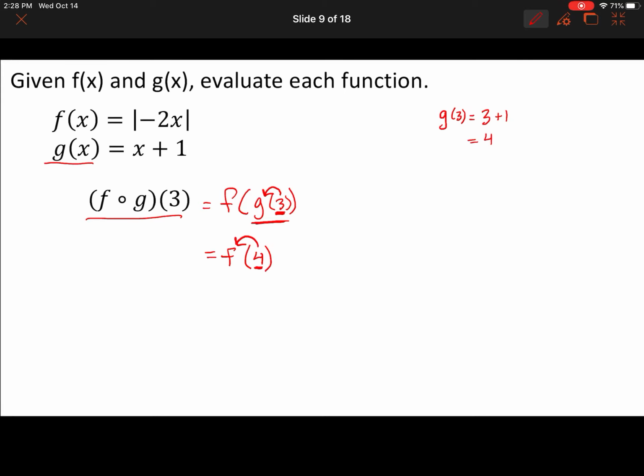And so now I'm going to take this 4 and I'm going to plug it into the f function. So you're taking one answer and you're plugging it in to the second function. So this time let's look at our f function. So the absolute value of -2, but instead of x we are plugging in a 4. So here we go. So the absolute value of -8. And remember, absolute value is just asking about distance. What is the distance from 0? So we drop the negative, the distance from 0 is 8.